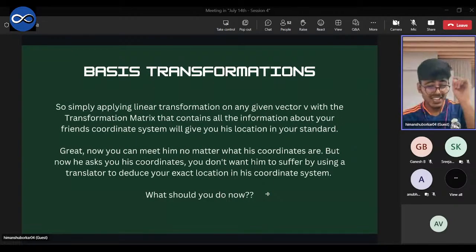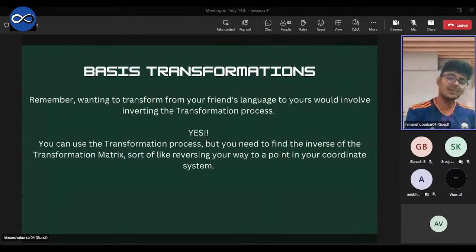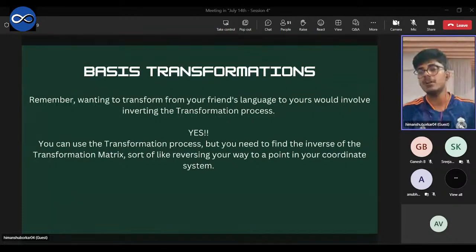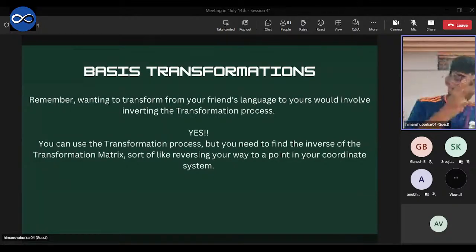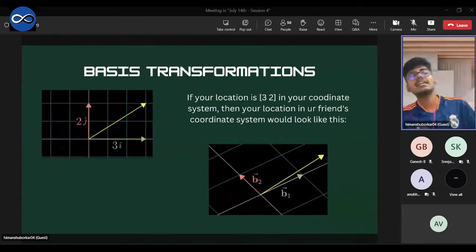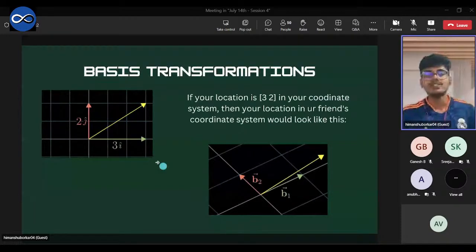So you need to find the inverse of the transformation matrix. You can do the same steps again, but you get some common sense now. If you want to revert the process of giving your coordinate system to him, and you want to save him the trouble of all these computations, you're trying to be a nice friend, so you take the inverse of the transformation matrix and then give it to him. Right. So this is your location in the coordinate system.